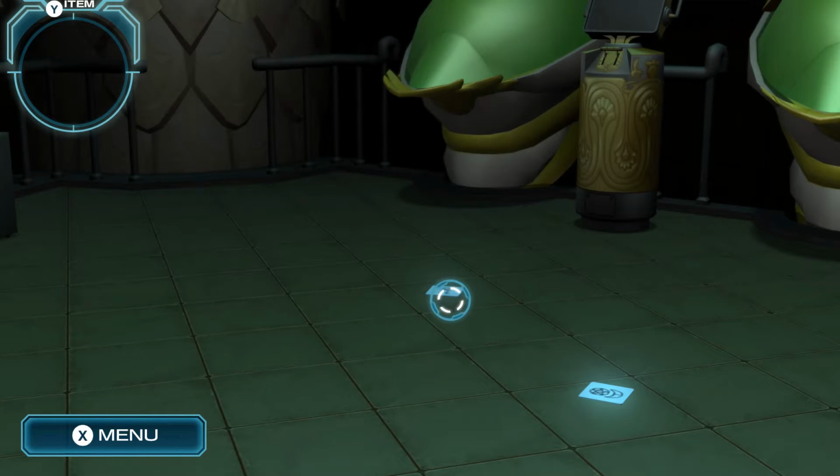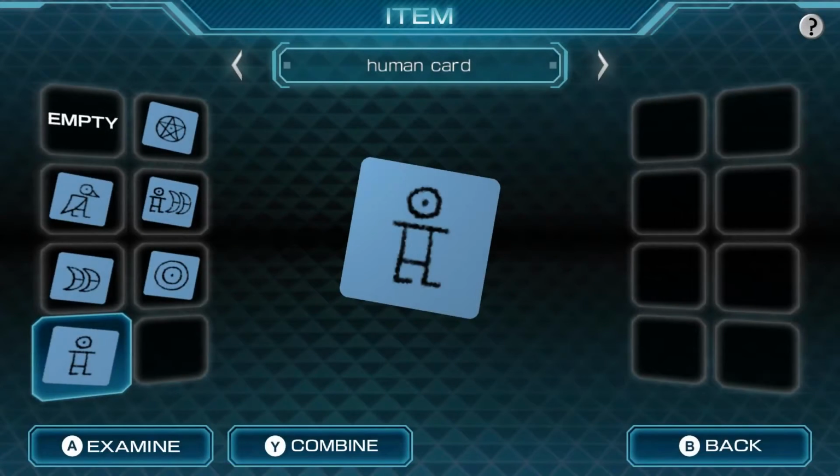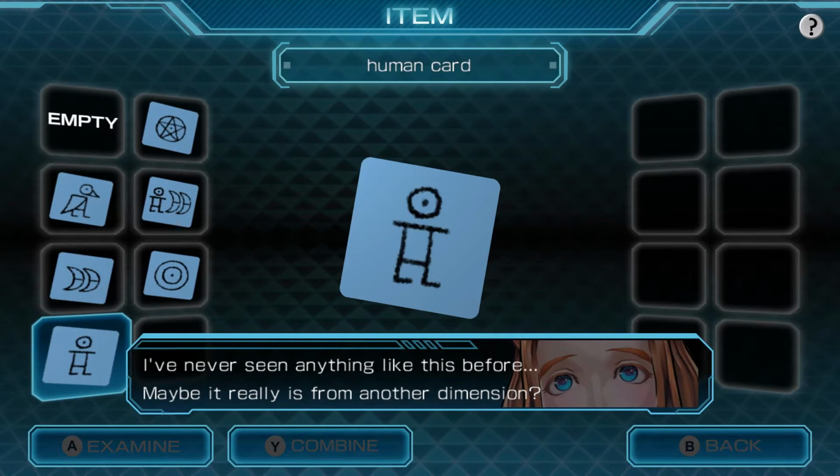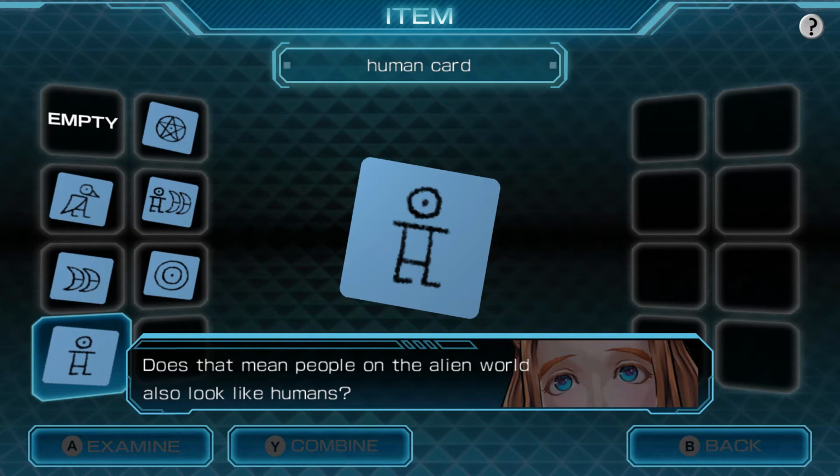Sorry, I thought I heard noises behind me. There's a card over here. Human card. Never seen anything like this before. Maybe it really is from another dimension. We can't know that for sure, but I think this mark designates human. Does that mean people on the alien world also look like humans?